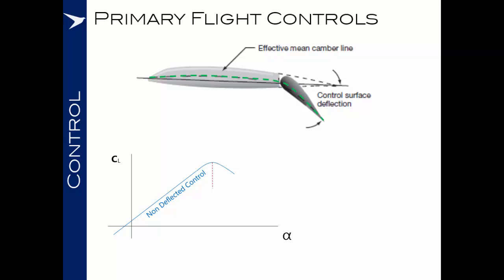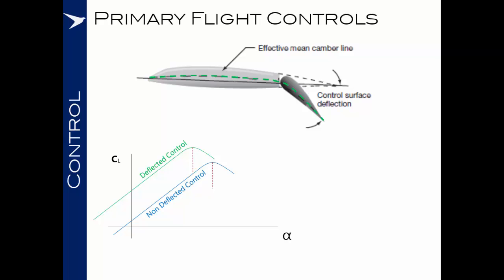Looking at our coefficient of lift versus angle of attack graph again, we can see that for a non-deflected control, the graph is our familiar curve. As we deflect the control surface, we can see that the line now moves up and left as a result of the increasing camber. This means that the maximum lift that we can produce with this wing, with the increasing camber, has increased, but the stall, the critical angle of attack, will occur at a lower angle of attack.